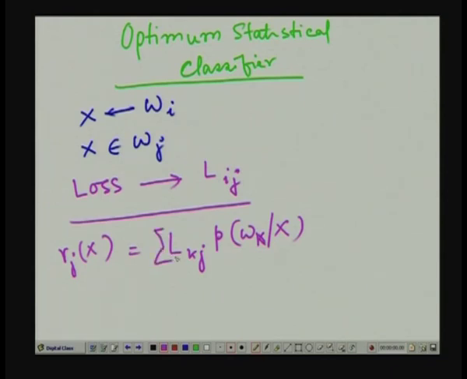So, what is this L_kj? L_kj is the loss incurred for taking a decision that the feature vector belongs to class omega j. Now omega k, and we have to take this summation for k equal to 1 to M, that is for all the possible classes. And what is this P(omega k | x)? P(omega k | x) is the probability of class omega k given a vector x.